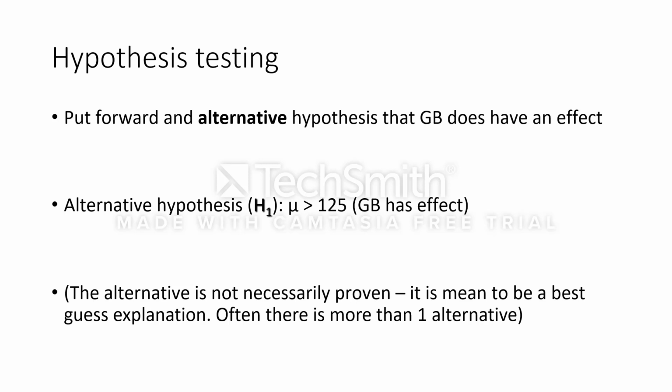So our alternative hypothesis, as opposed to the null hypothesis that there's no difference, would be that our sample that we draw is going to be significantly higher when people have been taking ginkgo biloba. So the alternative's not always proven. It's often just a best guess explanation, and there are often times where you might want to have more than one alternative hypothesis as well.